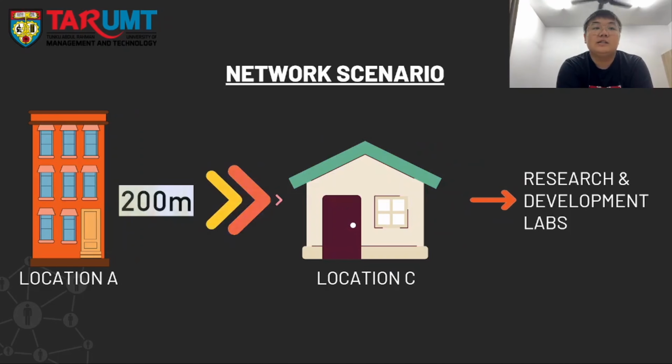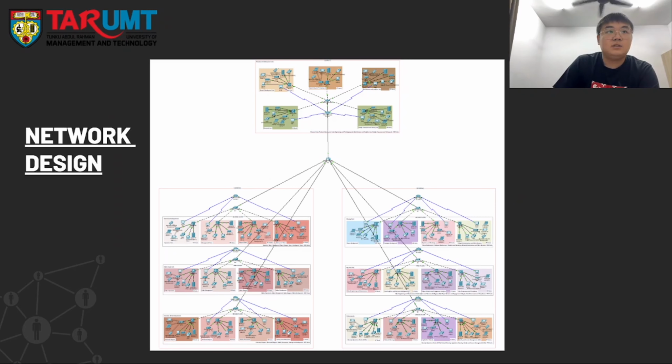Another location is location C. Location C is placed 200 meters away from location A. There is only 1 department in that building, which is the research and development labs. So here's the whole network design. There are 3 buildings you can see.